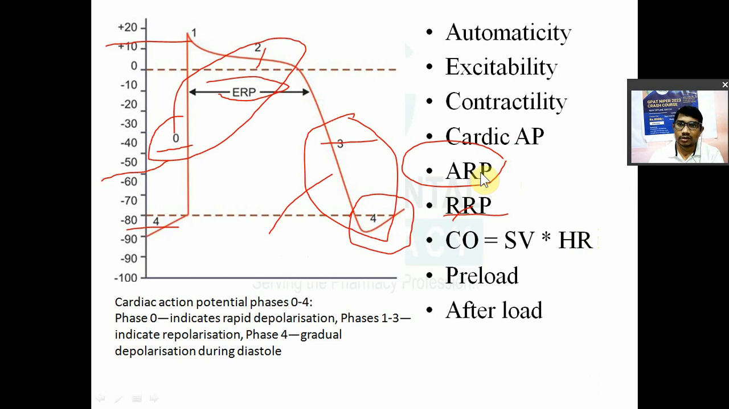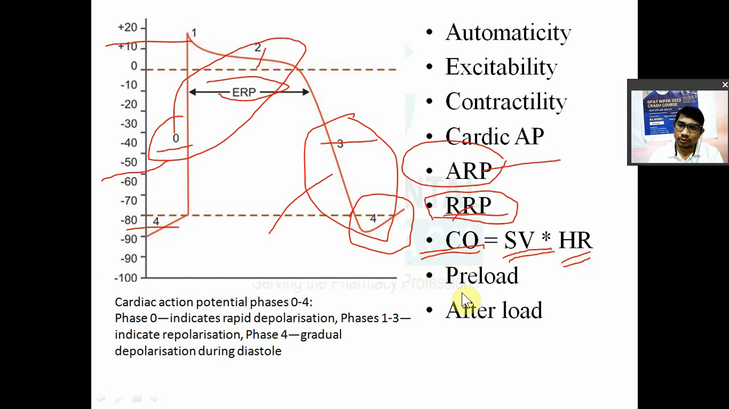Now, what is cardiac output? Whatever amount of blood is pumped by the heart per minute is known as the cardiac output. Cardiac output is equal to stroke volume into heart rate. So cardiac output depends on stroke volume and heart rate, right? What is stroke volume? It is the volume of blood which is ejected from the left ventricle during each beat. Then what is heart rate? It is the number of contractions per minute.